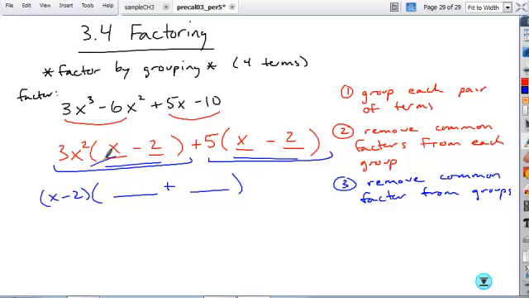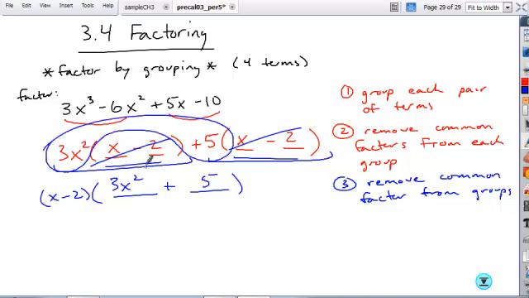Okay, so we take out this x minus 2, we're left with a 3x squared. We take out this x minus 2, we're left with plus 5. And so that winds up giving you your completely factored form, by grouping.